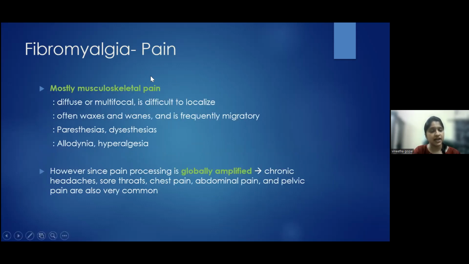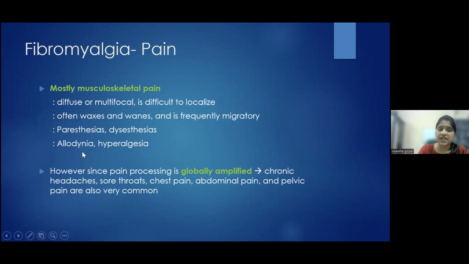And the pain in fibromyalgia is usually musculoskeletal, diffuse, multifocal, difficult to localize, and there will be paresthesias, numbness, tingling. So you may think that this is some kind of radiculopathy, but an important feature is, patients with radiculopathy, or say CRPS or brachial plexus injury, will say that one particular dermatome or one particular area is numb. But in these patients, the paresthesias will be diffuse. My entire leg I am feeling numbness, tingling. My entire body I am feeling numbness, tingling. So that is one clue that it is fibromyalgia.